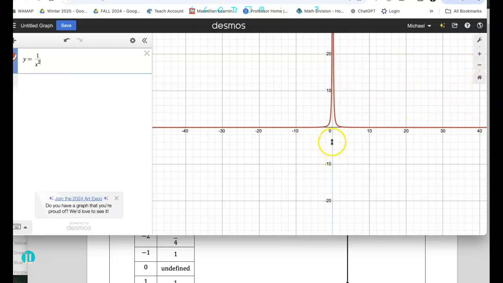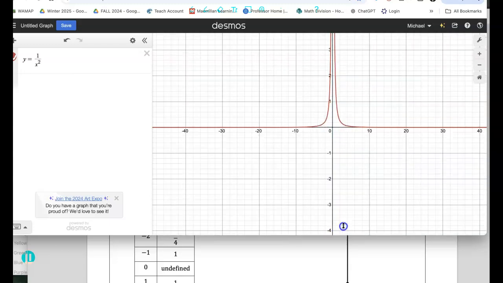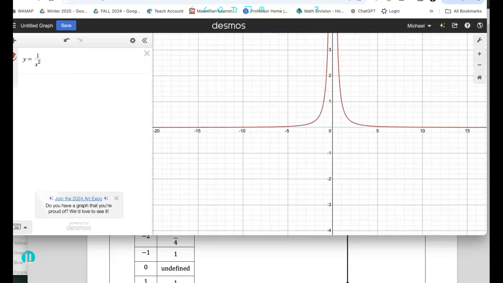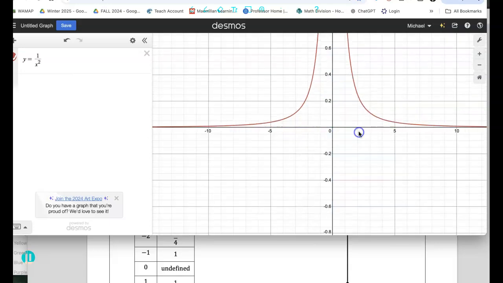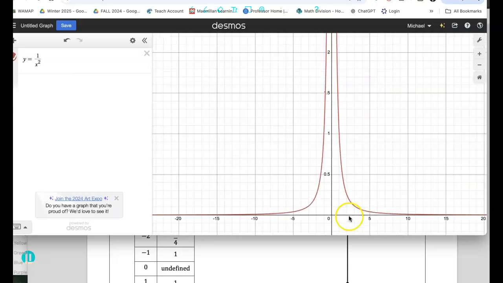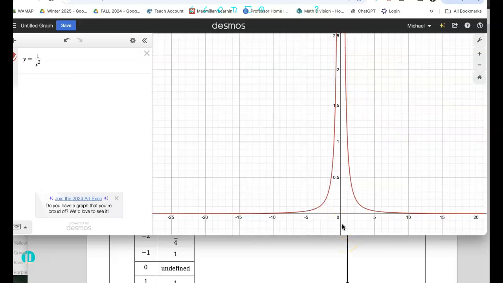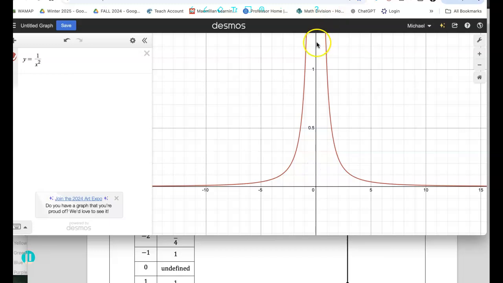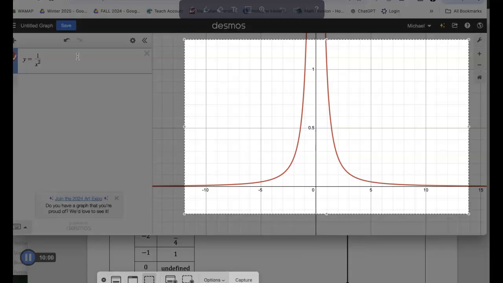And let me see if I can change the graph to look a little different. Might be a little better. Yeah, so these are going to skyrocket up to infinity on either side here. And as you get smaller and smaller and smaller, right, then 1 divided by an infinitesimally small number is going to be infinitely large. So let me grab this snapshot and put it into the notes.